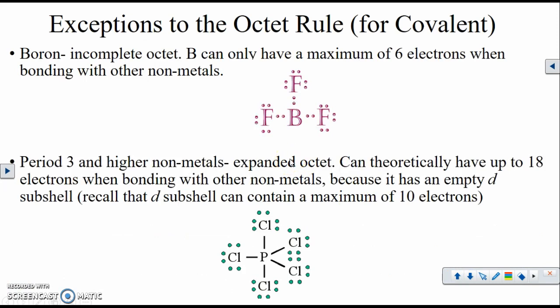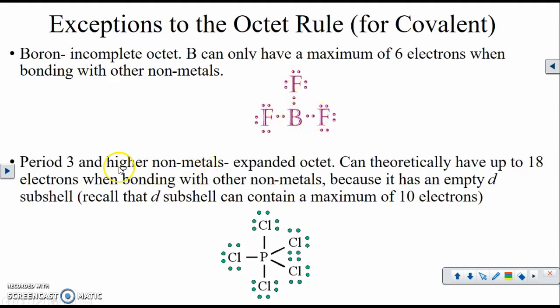There are exceptions to the octet rule. One of the exceptions is that some covalent compounds do not fulfill the octet rule. Boron is one of them. Boron only has 3 valence electrons. So if it bonds 3 times with 3 different elements, again, the key here is you cannot bond with someone unless you share an electron. There are exceptions to this rule. I'm generalizing here, but let's just keep this the way it is. Since boron only has 3 electrons, it can only bond with 3 other atoms, which means it can only have a maximum of 6 electrons.